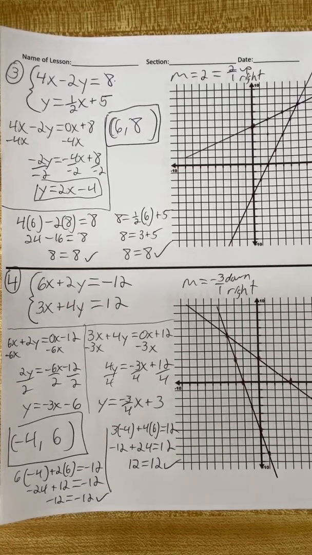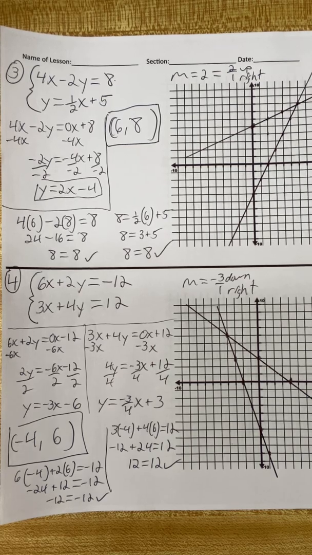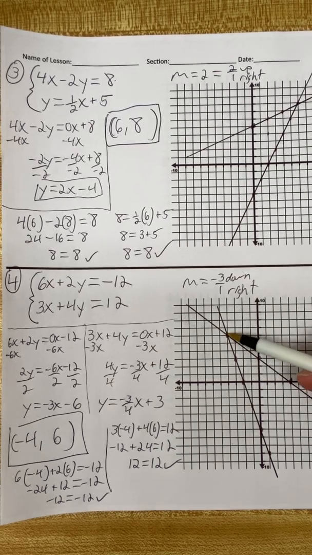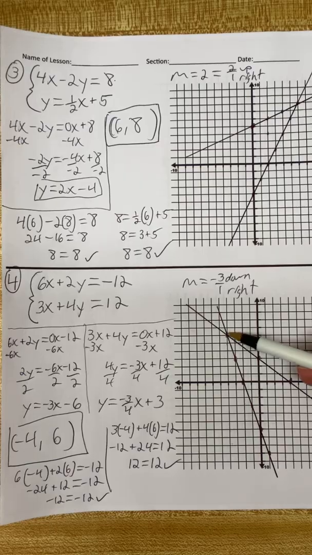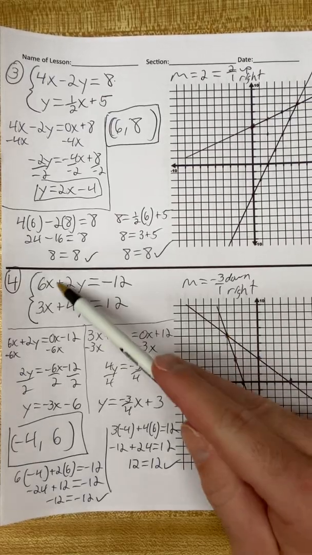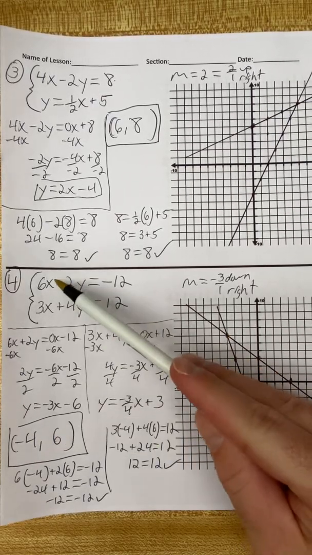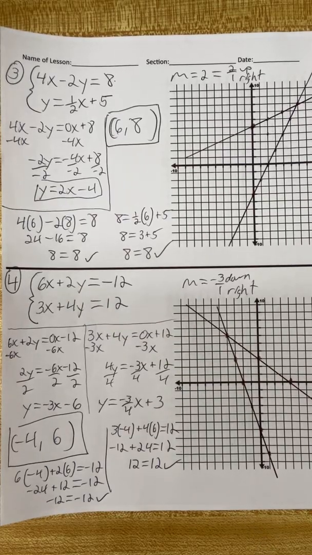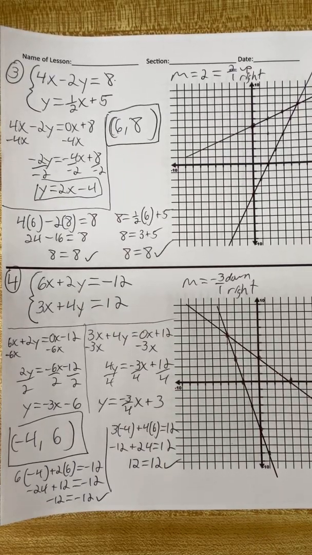Again, whenever you go to graph, get it in slope-intercept. That's best. A solution is one single point where they intersect. The solution is that point, and make sure that point, negative 4, 6, works in both equations. It has to make both equations true. If it only makes one of them true, it's no good.